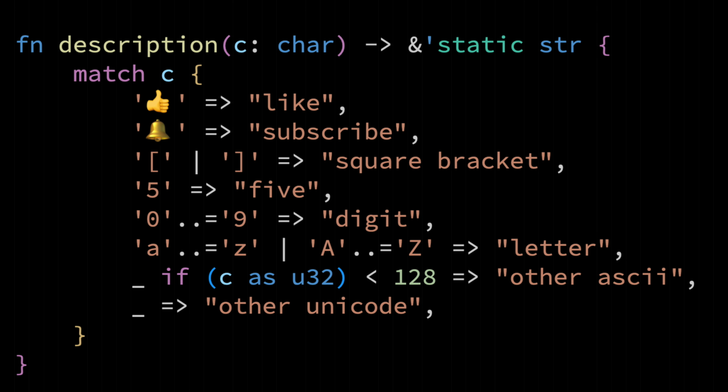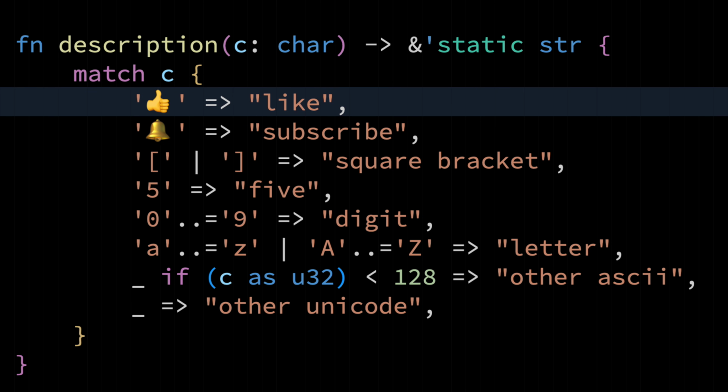It takes an expression, in this case just the char c, and tests it against a series of patterns. Each of these lines inside the braces is a match arm with a pattern on the left and an expression on the right, separated by an arrow. And notice this arrow uses an equals sign. It's different from the arrow used for the return type of the function. So the first match arm has a pattern that matches the thumbs up emoji, and if c matches that, then the string with the word like is the result of the match expression.